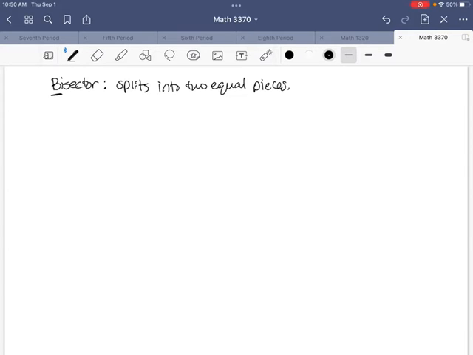And I think there's a problem in the homework about an angle bisector. So just know the bisector cuts that angle in half, so it makes those two pieces equal. And so the last thing we're going to go over is the distance formula and the midpoint formula.